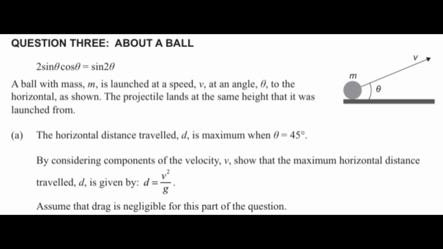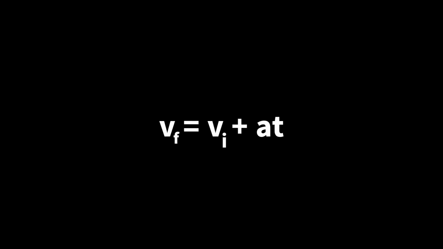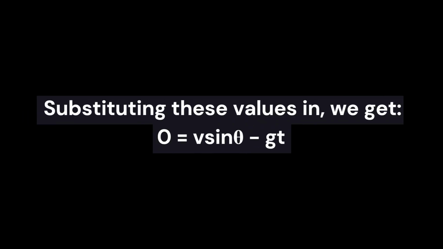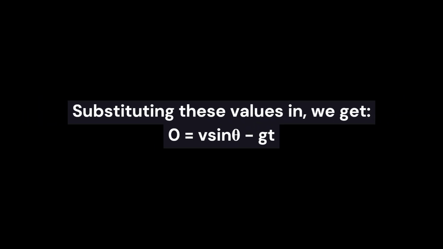Let's first analyze the vertical motion. Final velocity equals initial velocity plus acceleration times time. The initial velocity equals v sine theta. Final velocity at the top of the trajectory is 0. Acceleration equals negative g, and the time taken to reach the top times 2 equals the total flight time. Substituting these values in, we get 0 equals v sine theta minus gt. Rearranging this, we get time taken to reach the top equals v sine theta over g.